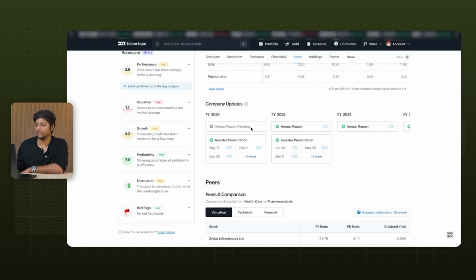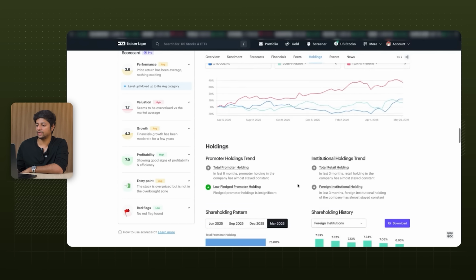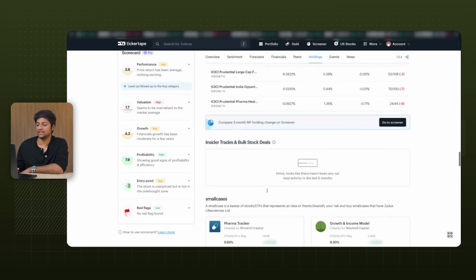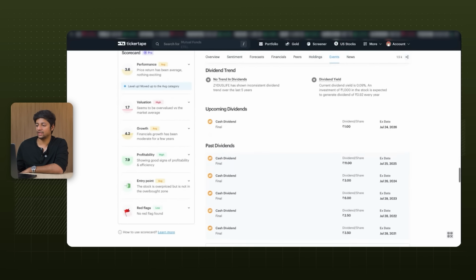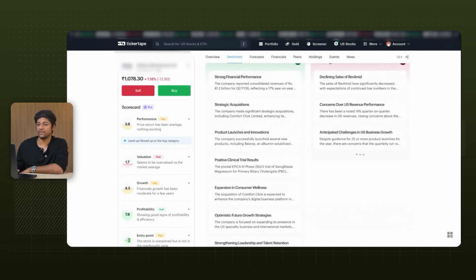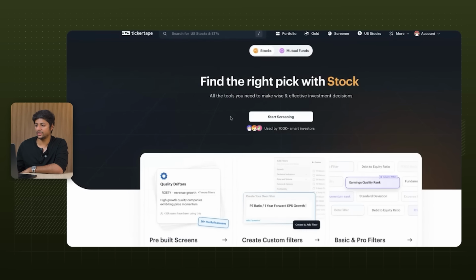You can download the annual report, the past annual reports, and you can also look at the valuations of different companies. So this becomes very easy for me to scan and to look at. Here we have the mutual fund holding trend as well, and the cash dividends that are coming. So as I said, this becomes very easy when I scan something with that screener. It becomes very easy for me to understand how to do that, right?